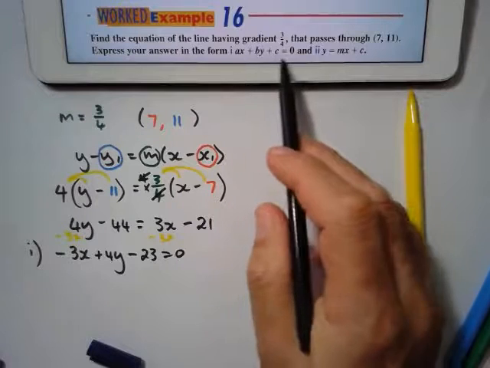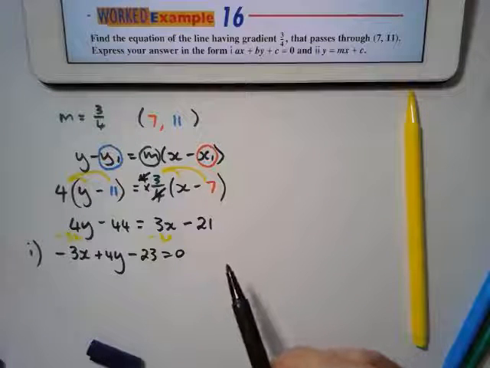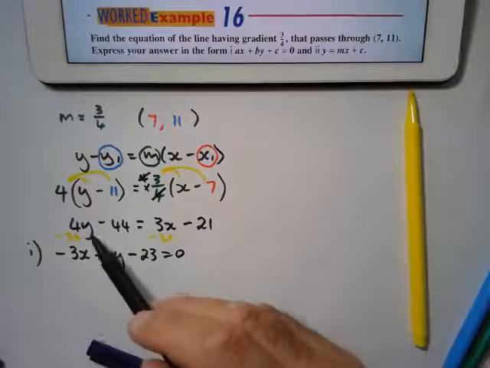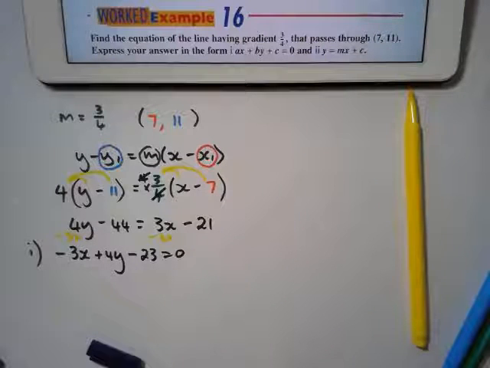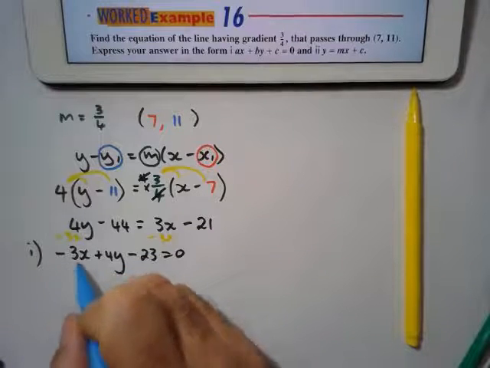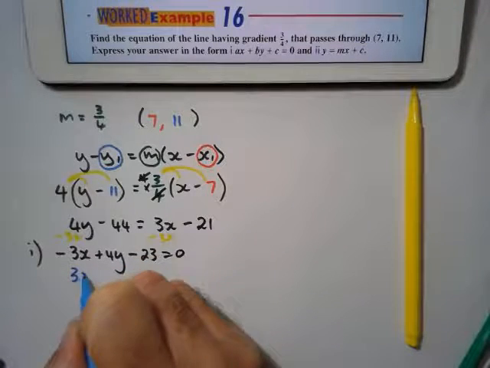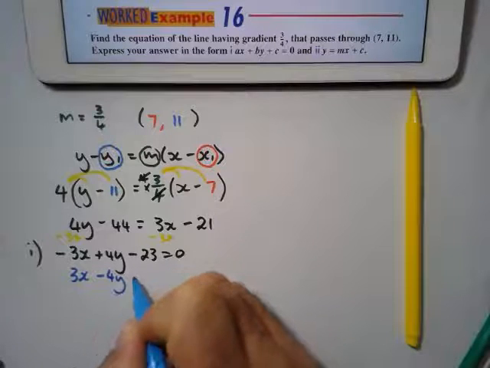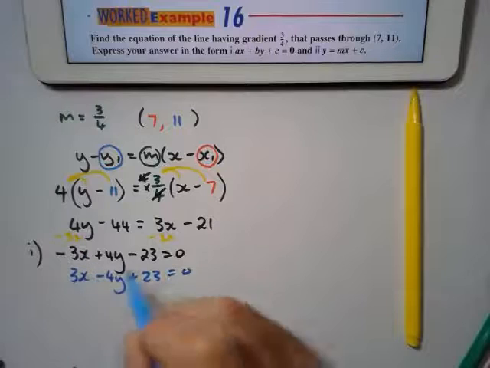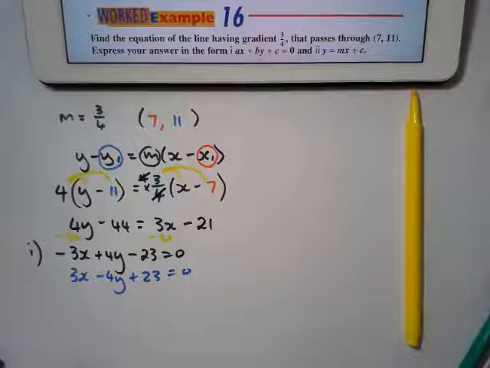So this is our first form. It's in that form. It's called the standard form. Also, please note that if you took everything to this side, your answer, which is also right, can also be, if you multiply everything with a negative, 3x minus 4y plus 23, which equals 0. Both of those are exactly the same thing.